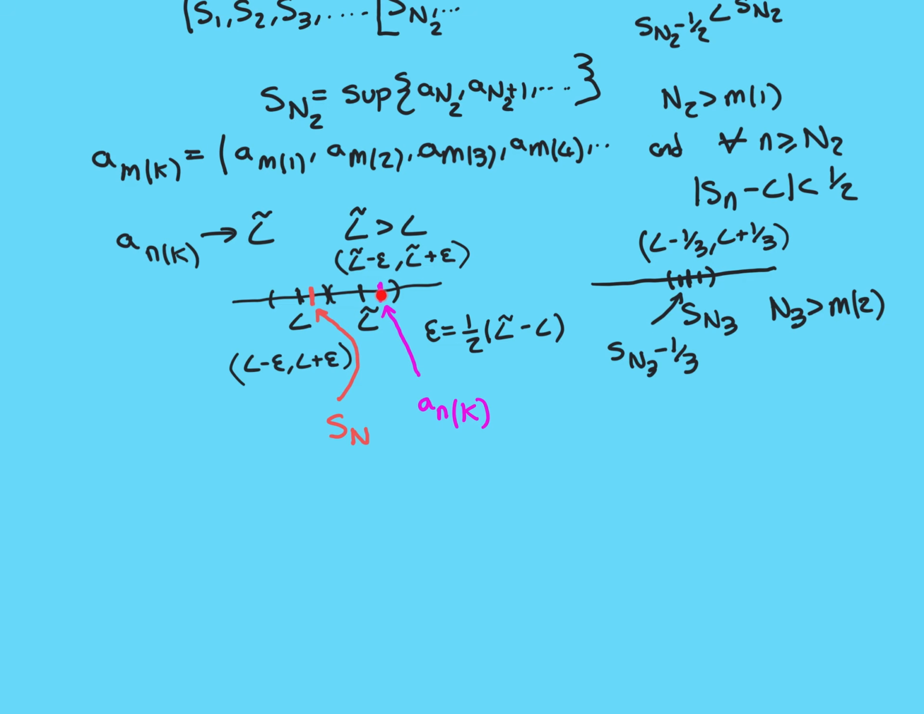And of course I've drawn it here, but it might have been on this side. I know nothing about where it is. I know this one has to be on this side of the limit, but I don't know anything about where this one is with respect to its limit, whether it's on the right or the left.